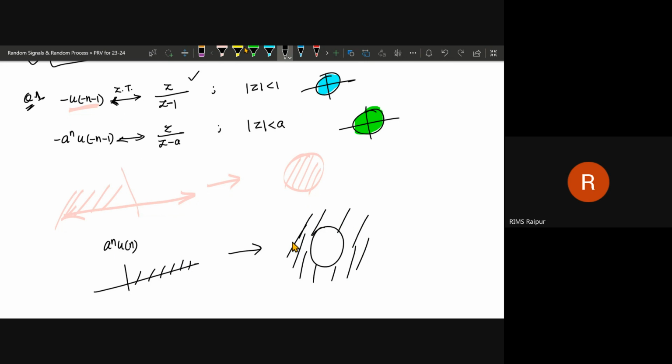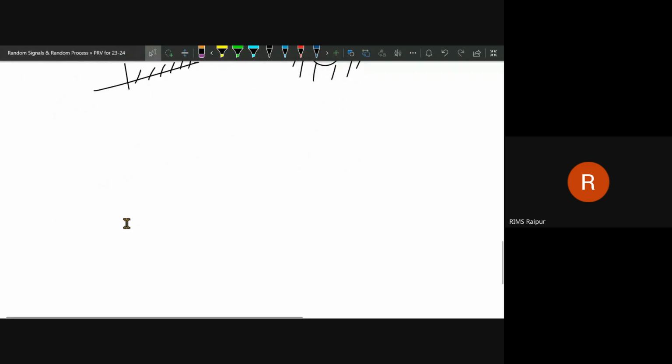Okay, now let us discuss some of the properties of Z transform. Like Fourier series, Fourier transform, and Laplace transform, we have properties for Z transform also. Almost similar properties are there. Let me discuss in brief. The first property is the linearity property.